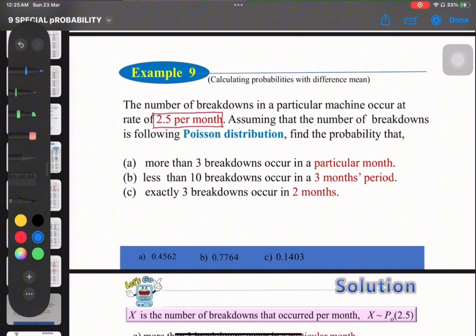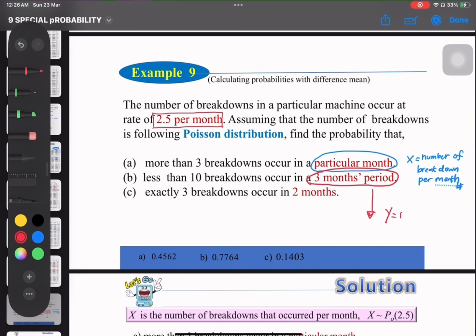Here 2.5 is the mean, and question A has the same interval as in the statement, which is 1 month, so let x be the number of breakdowns per month. Question B has different interval, which is 3 months period, so we represent it in different variable. As in question C, the interval is 2 months, so we represent it in variable Z.